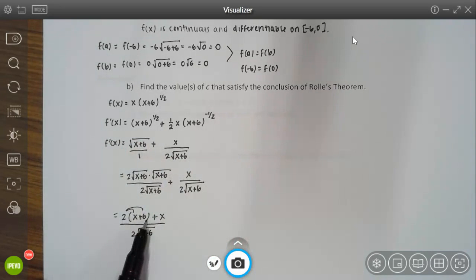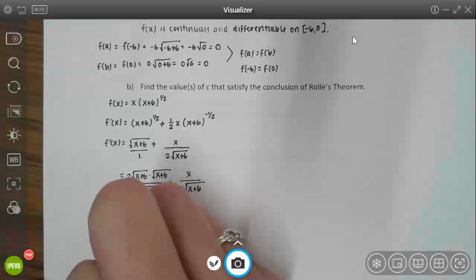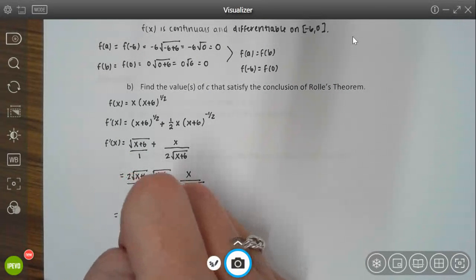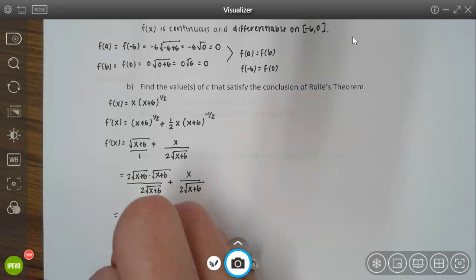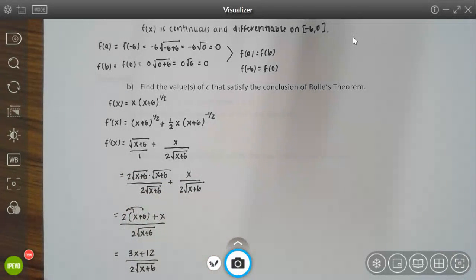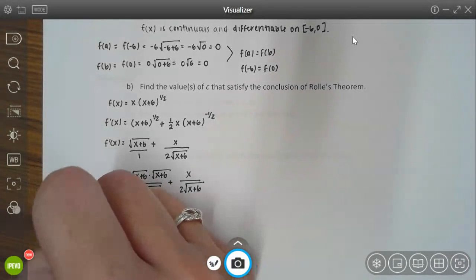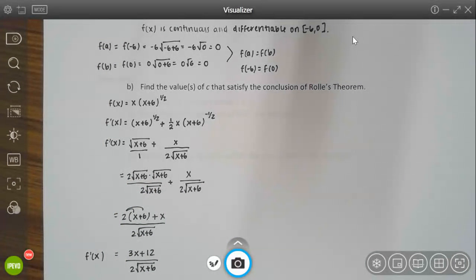And then I can go ahead and distribute out. So 2x plus 12 plus x should give me 3x plus 12 up on the top, and then 2 times the square root of x plus 6 down the bottom. So that's my f prime of x finally. So that's what my derivative is equal to.